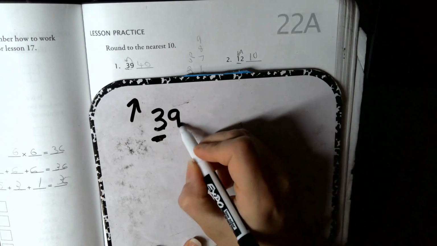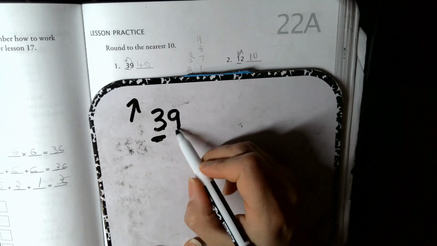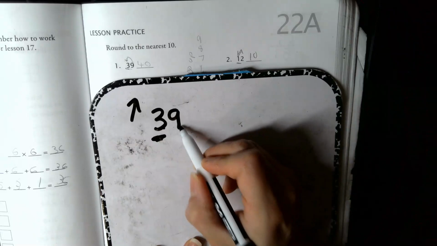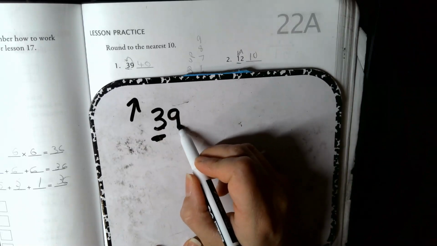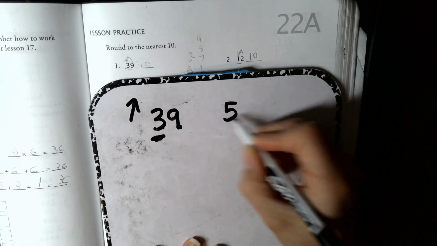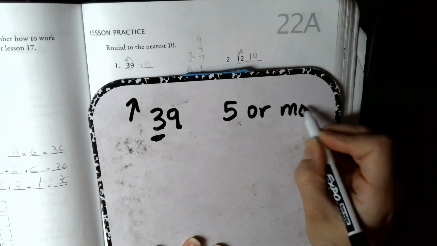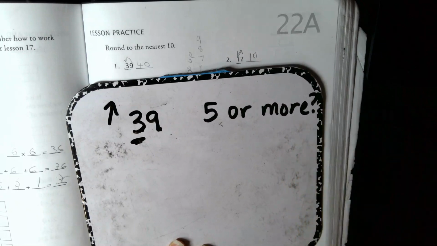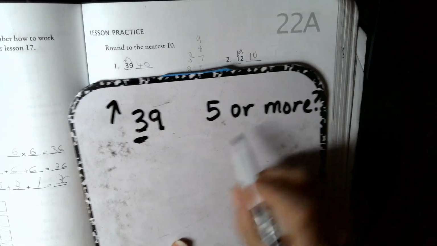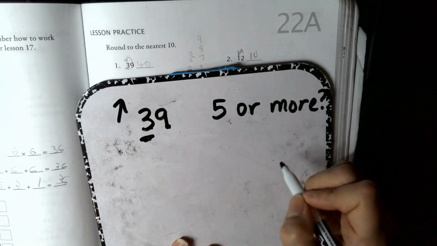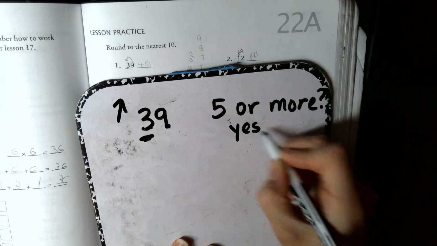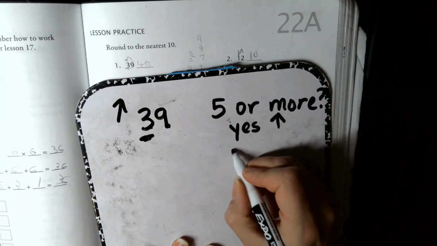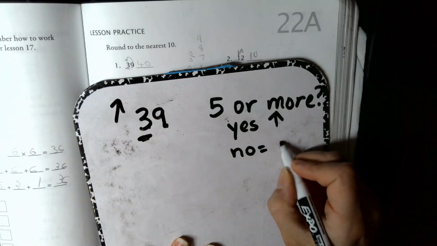Okay, and we look at that by looking at the number next to it, to its right. We look at the 9, and what we look to see is: is this 5 or more? If the answer is yes, then the 3 goes up. Yes, up. No, stays the same.